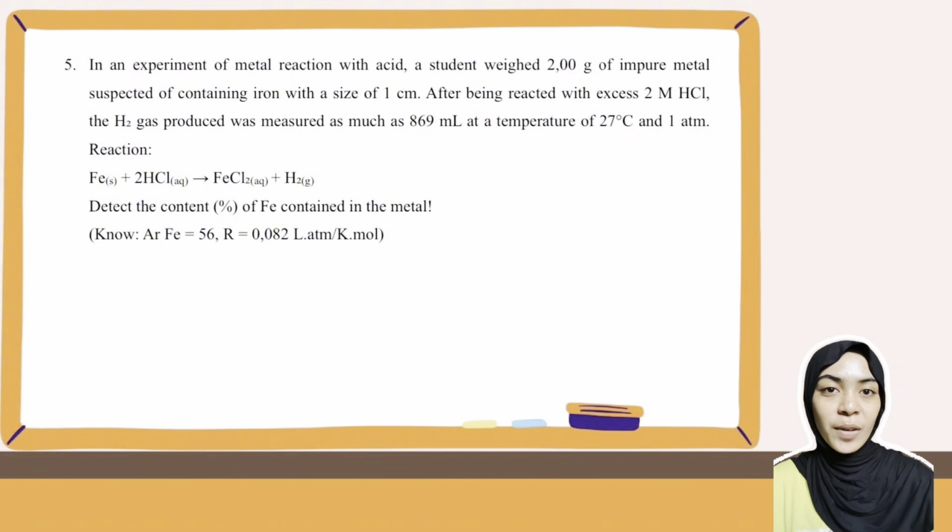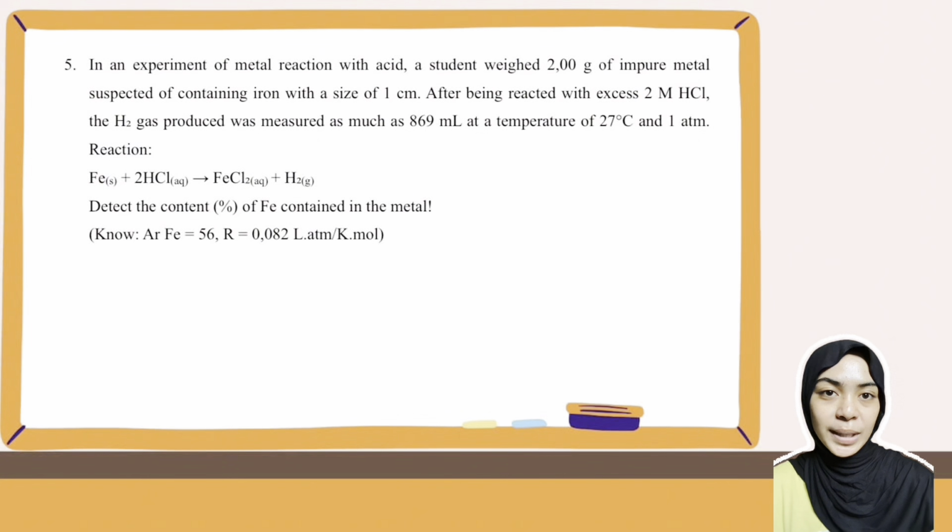To determine the percentage of iron in a metal sample, we first calculate the moles of hydrogen gas produced. The volume of hydrogen gas collected is 0.869 liter. Using the ideal gas law PV = nRT, P = 1 atm, V = 0.869 liter, R = 0.082 liter atm per K mole, T = 300 Kelvin. The moles of hydrogen gas are n = PV/RT = 1 times 0.869 divided by 0.082 times 300, which equals 0.035 mole.